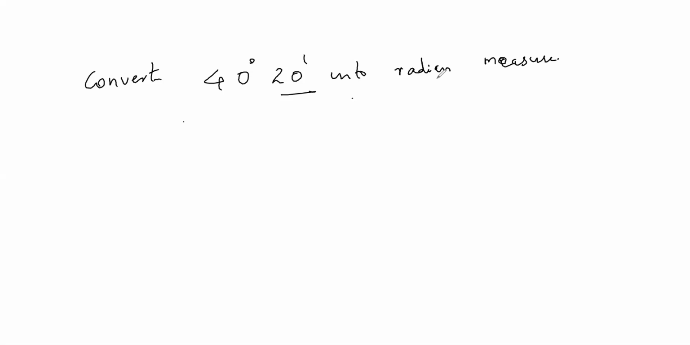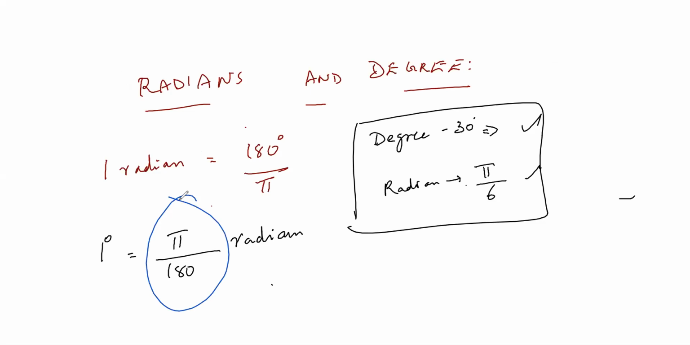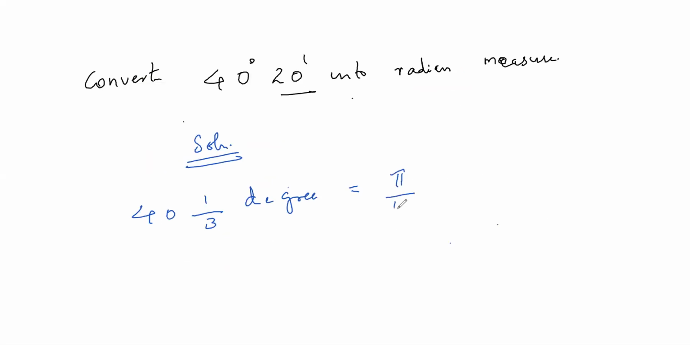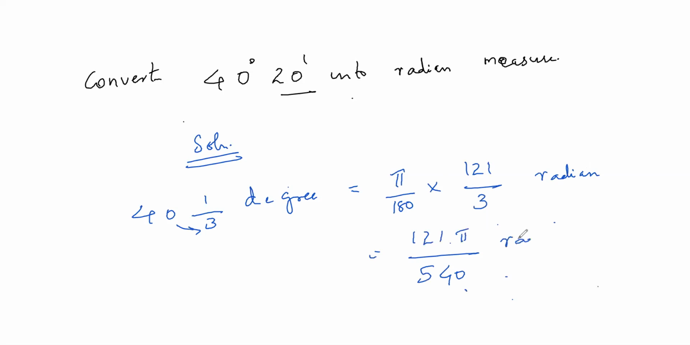I can write the solution as 121 by 3 degree, which is equal to, I have to convert this into radian. Radian means I have to multiply by pi by 180. So pi by 180 into 121 by 3 radian. So 180 into 3 is what? 18 3s are 54, 540. 121 pi by 540 radian. That's it.